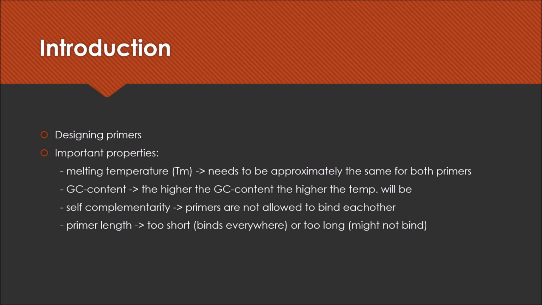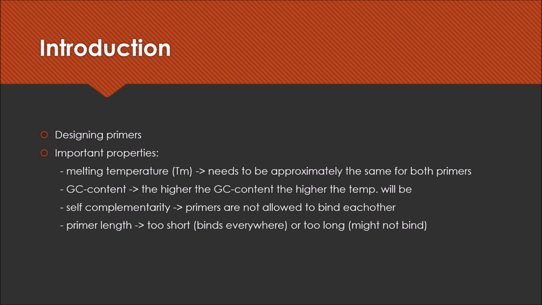On the other hand, having a GC content that is too low will give a melting temperature that is too low. Another property we have is self-complementarity, which is when 2 primers bind each other instead of the template DNA. So rather than elongating the DNA, it will just make DNA products of the primers.